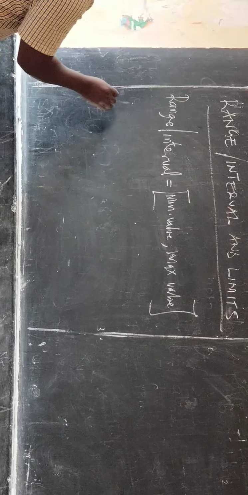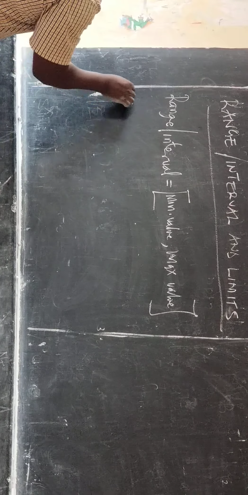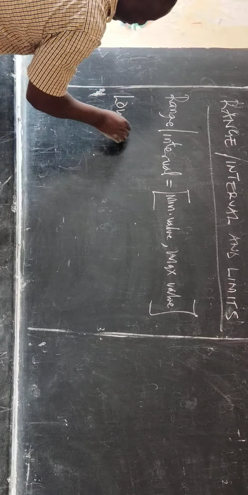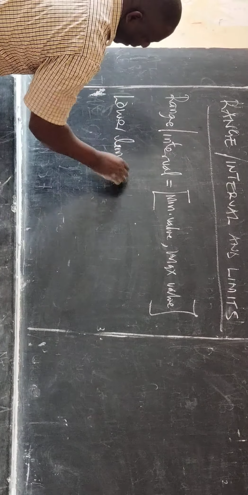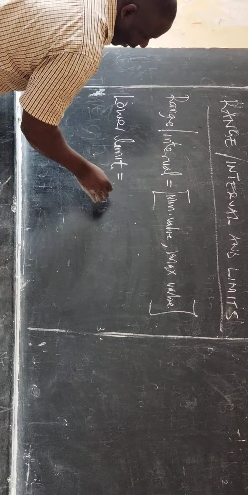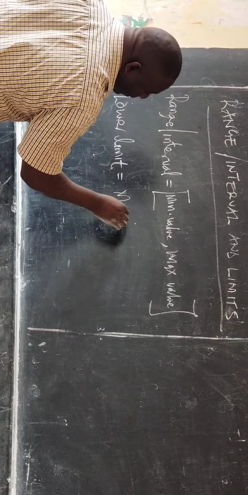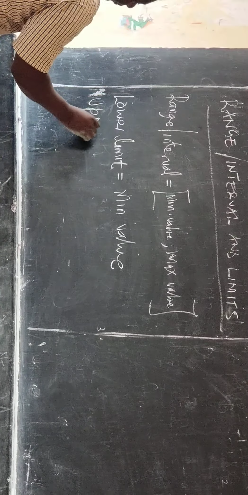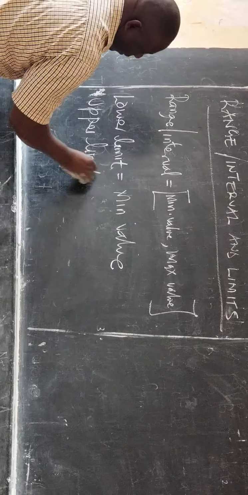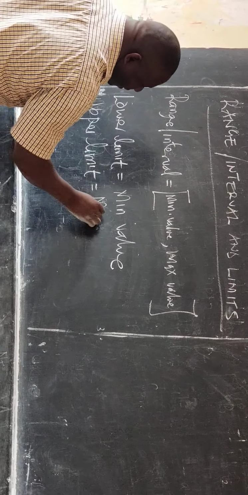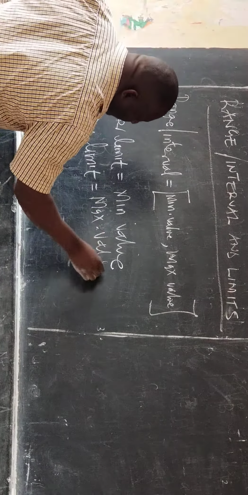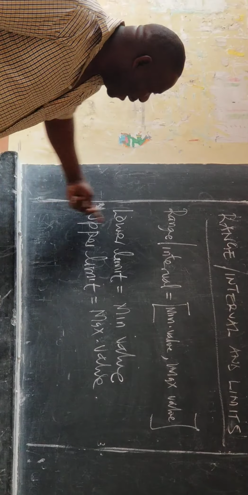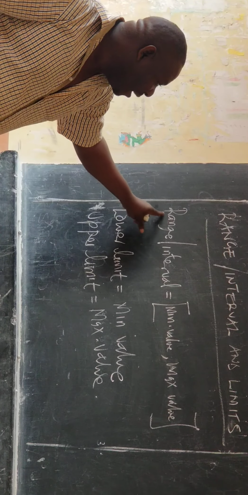And if the question requires the limits, you state the lower limit, which is given as the minimum value, and the upper limit, which is given as the maximum value. So we can use an example, and we see how we can get the limits and the range.